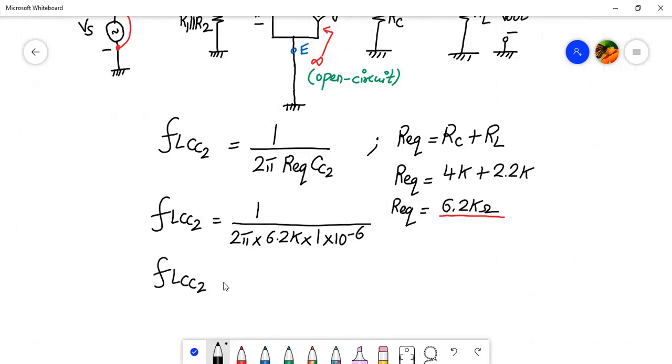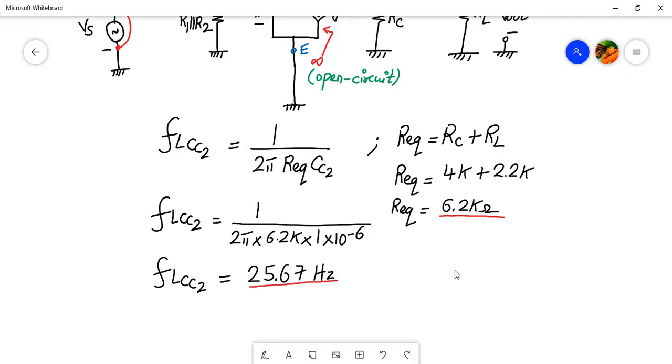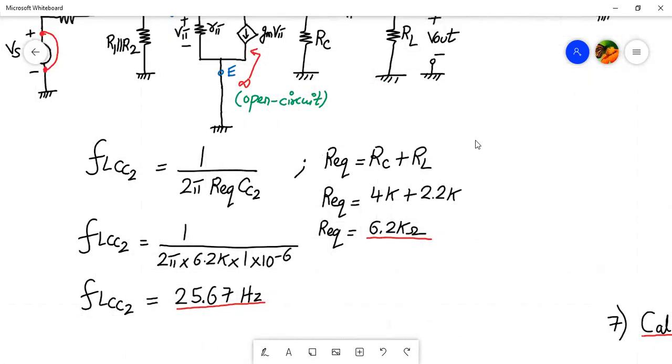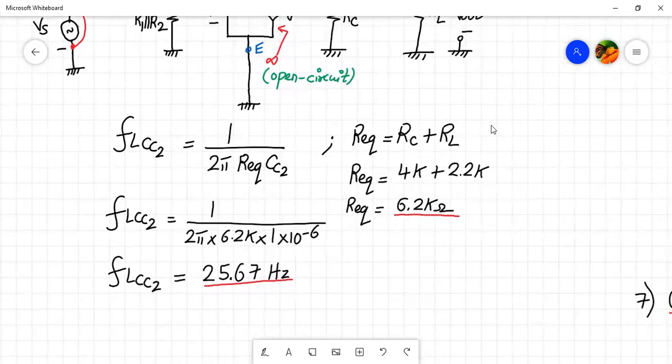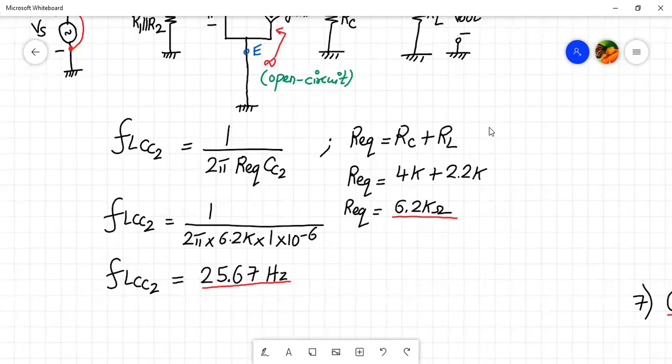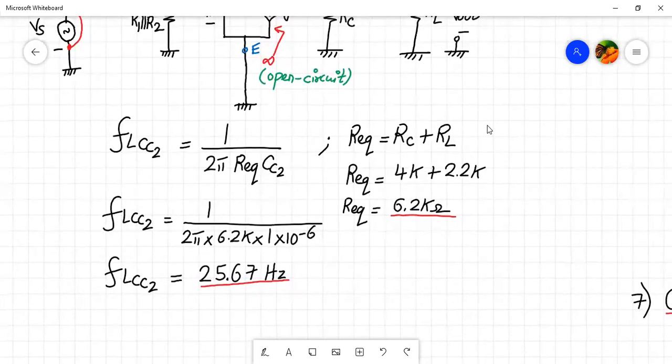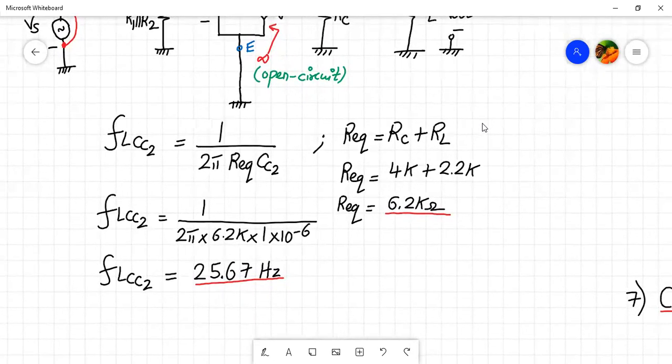So FL of CC2, if you work it out in your calculator, is coming out to be 25.67 hertz. So please verify this, 25.67 hertz. You can please check the calculations in a calculator. So calculation of FL of CC2 is very simple. It's 1 upon 2 pi into RC plus RL into CC2. And the value we got is 25.67 hertz.